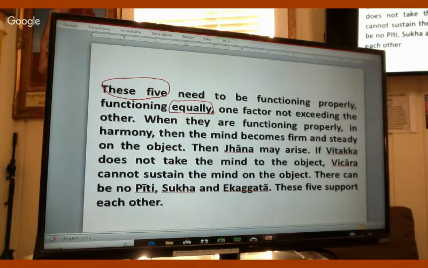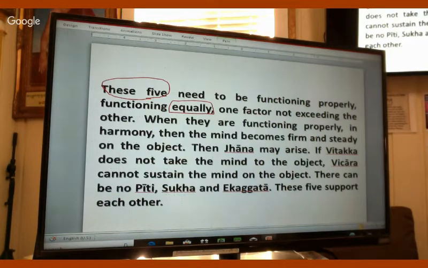So jhana is not only in samatha bhavana, but also in vipassana. But there's a little difference. I will explain later what the difference is. It's very important to understand that. So if the vitakka cannot take the mind to the object, vicara cannot sustain the mind on the object. That means vitakka cannot function properly, and vicara also cannot function properly, because they work together, supporting each other. That's why there is no piti, no sukha, and no ekaggata.